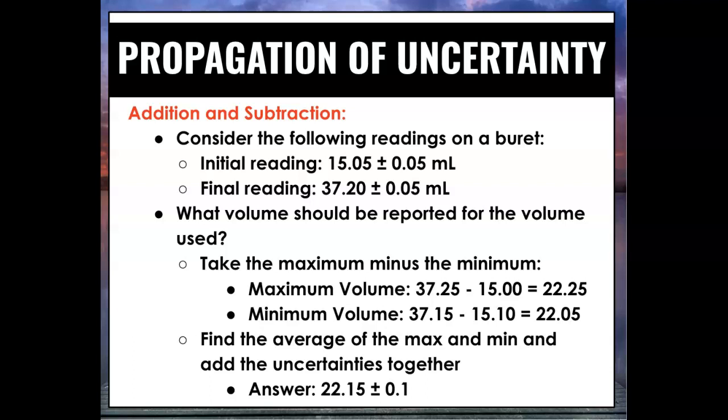So when we do that, after we find those two values, we add them together and divide by 2 to get a mean. Then we add the uncertainties together and carry it through. So if we do that, when we're trying to get the final reading off of the burette, we'll get 22.15 plus or minus 0.1.